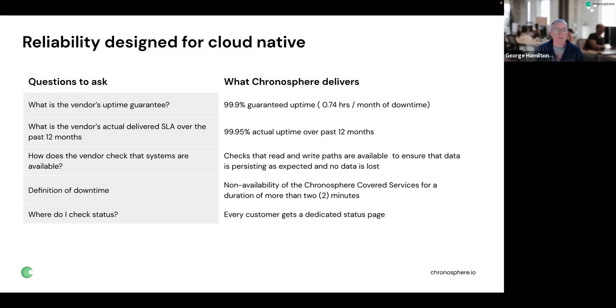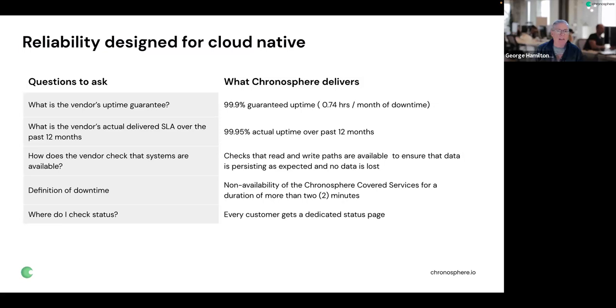How does the vendor check that systems are available? For us, we check all the read-write paths to ensure that data is persisting as expected and no data is lost. We outline a lot of this on our website too, so you can go check it out. As a comparison, some other vendors in the market will do simple endpoint pings. So it's a different way of looking at it, and ours is a little bit more detailed.